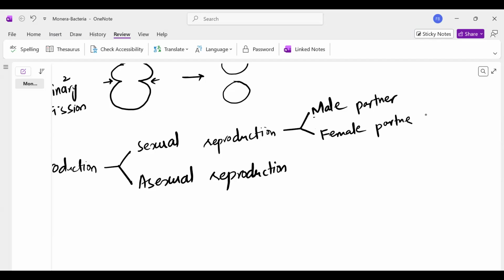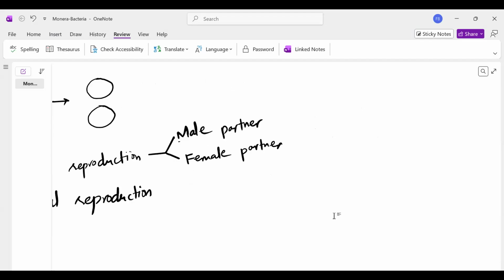Okay. And specifically, if we talk about human beings, the male partner produces sperm, and from the female there is egg. So when the sperm and egg fuse, the individual forms. Okay, they lead to an individual. Are you getting this? A new individual, the baby.